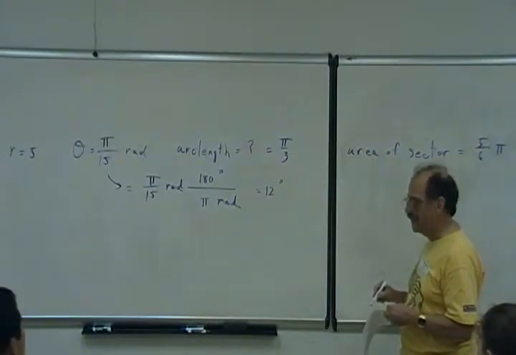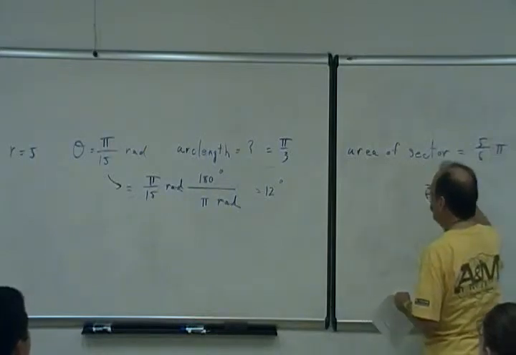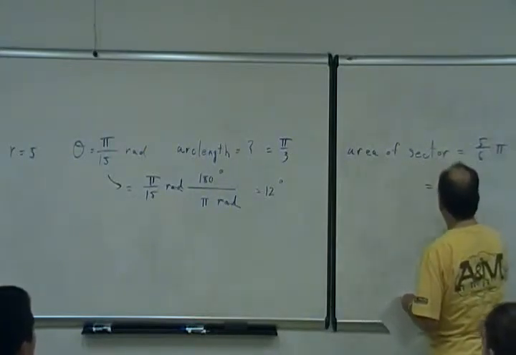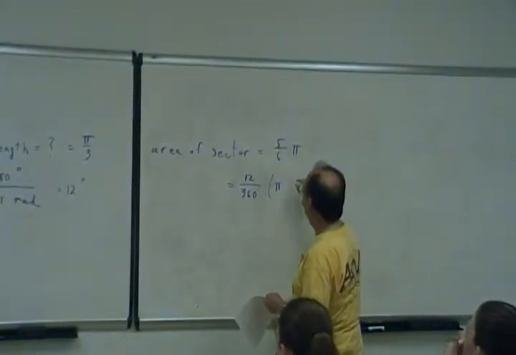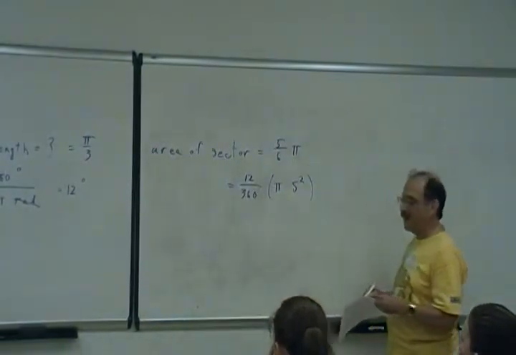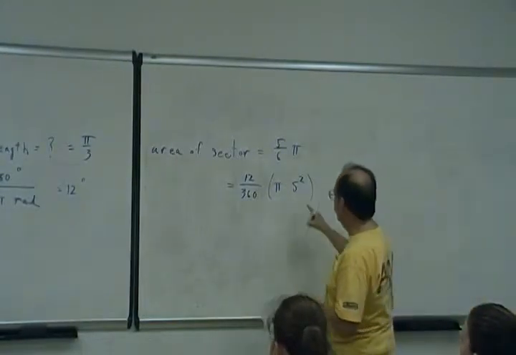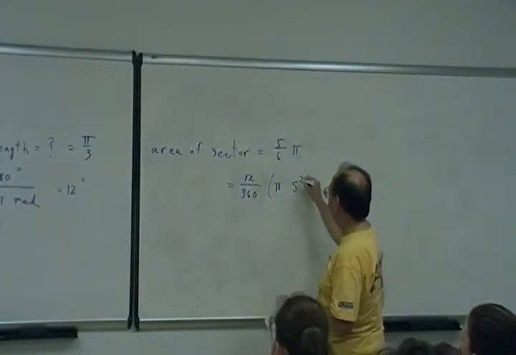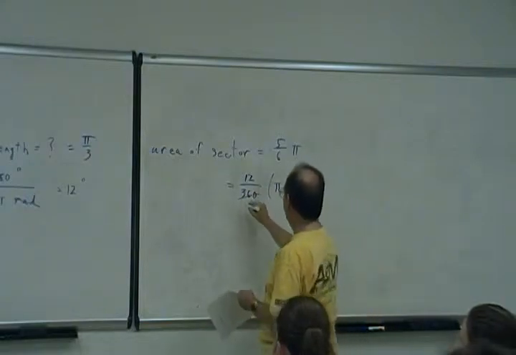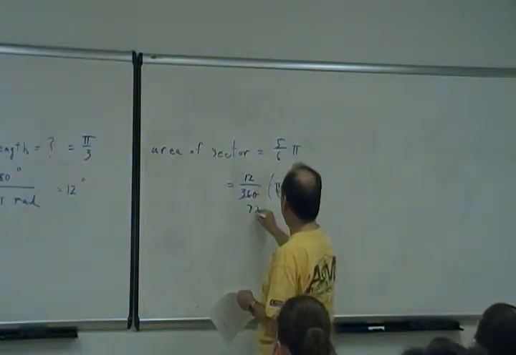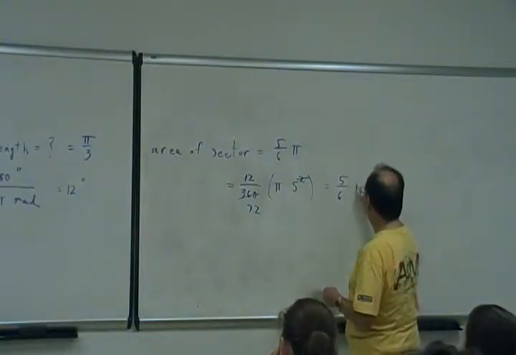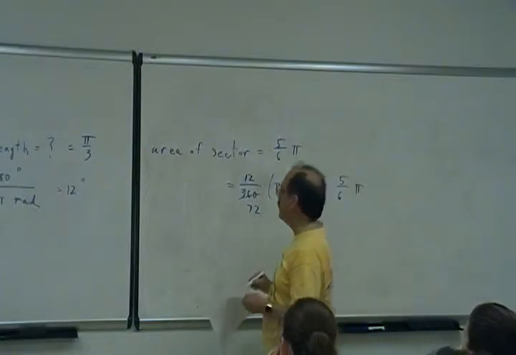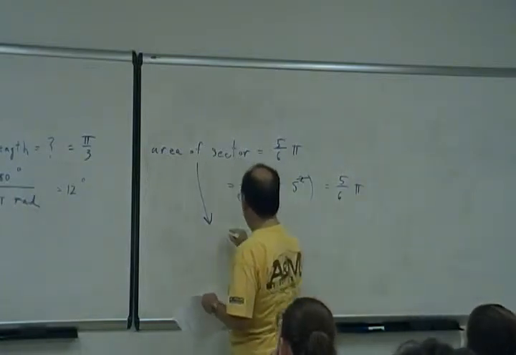Put the degrees in. So the area you said was 12 over 360, which is the fraction of the whole circle, times the area of the circle, which is pi 5 squared. And then you canceled a 5. 5 into 36 is 72. And 12 over 72 is 1/6. All right, easier.